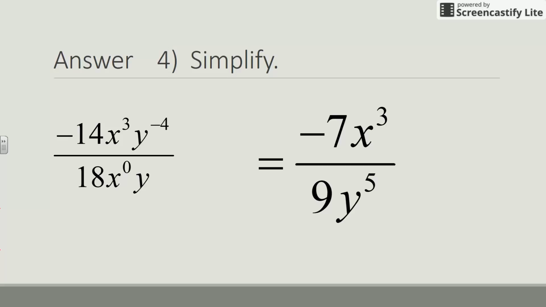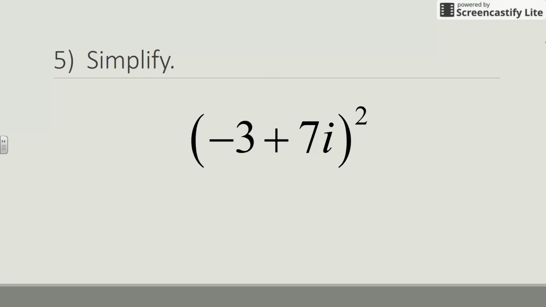So one thing that I do is try to make sure that my y to the negative 4th is written as y to the 4th in the denominator before I combine things. Negative 3 plus 7.